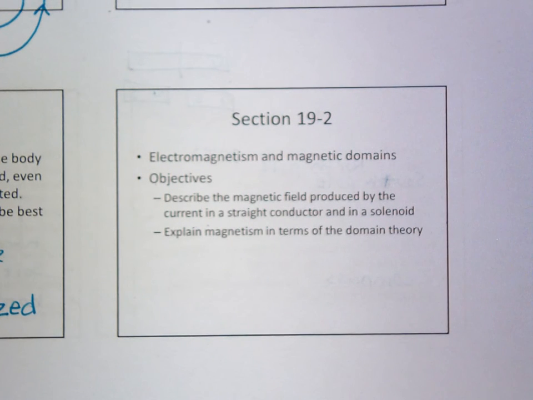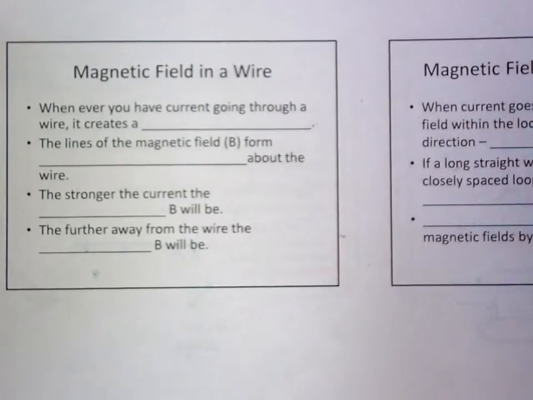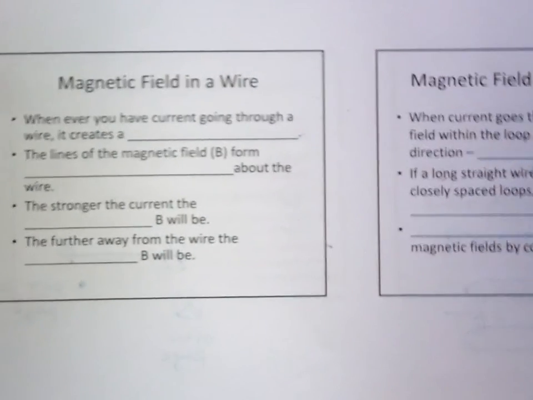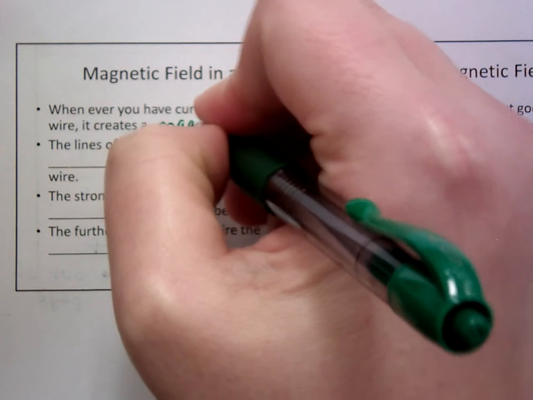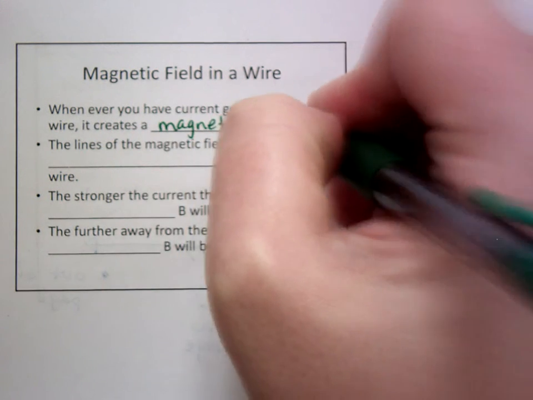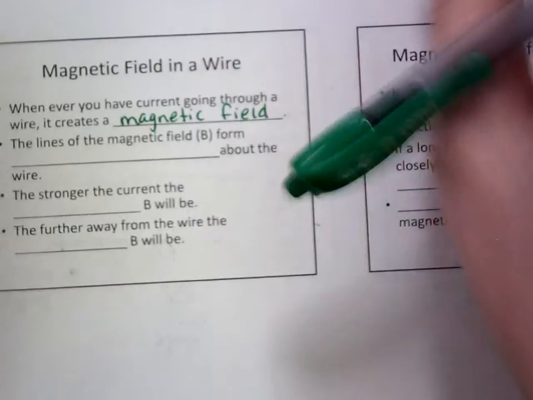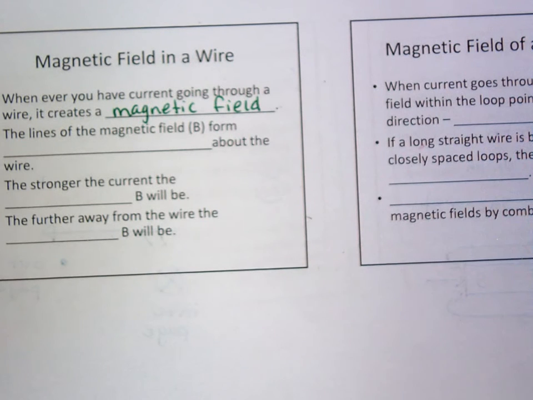Alright, so let's begin section 19.2. This section is going to be about electromagnets and magnetic domains. Now, first of all, anytime you have current going through a wire, it creates a magnetic field. Okay? Anytime you have current going through a wire, there will be a magnetic field around the wire.